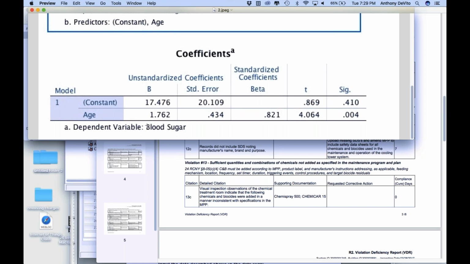Okay, so this is the important thing. This slope tells us that if we age 10 years, our blood sugar goes up 17, or on the average, it goes up 17. Or maybe we can predict that we think it'll go up 17 or something of that nature.